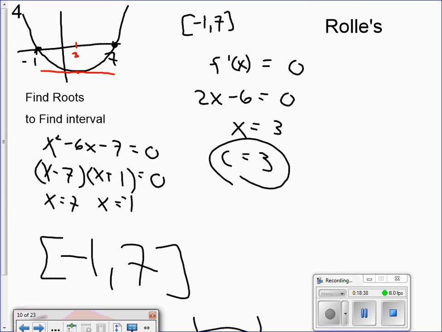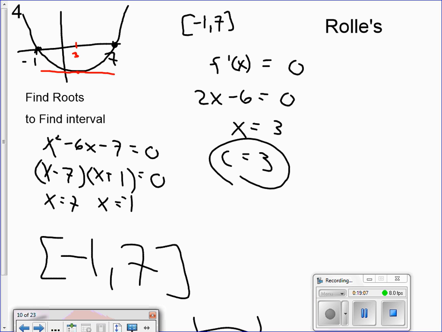This is our first do now. It says, find the interval guaranteed by Rolle's, and then find the value c. So first you have to find the interval by finding the roots, the zeros, because Rolle's guarantees that between two roots or zeros, the derivative is going to be 0. So first find the zeros: set y equal to 0 and solve for x.